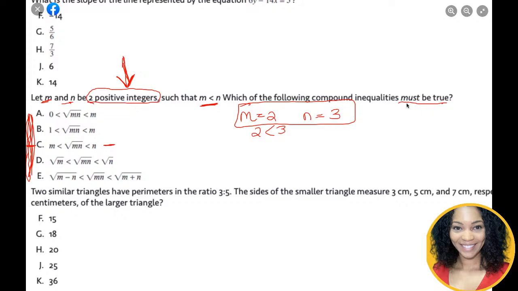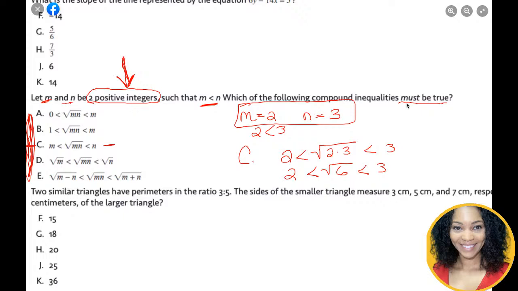So let's start with answer choice C. M would be 2. I'm just substituting in here. Less than, then I have the square root of 2 times 3, because m and n are right beside each other, less than 3. Is this true? Is 2 less than the square root of 6, which is less than 3? Okay, so if you're unsure, what you can do is just type that in the calculator. Let's get a decimal number for the square root of 6, so we'll know, is this accurate or not?